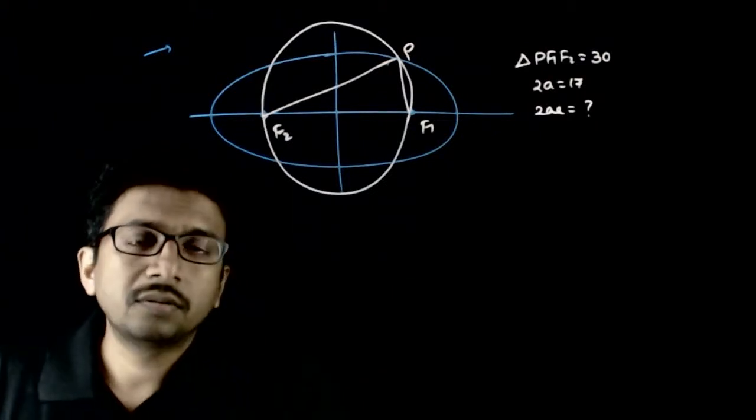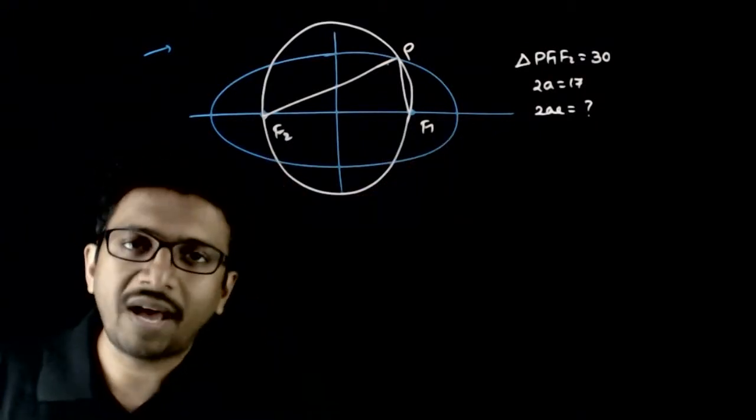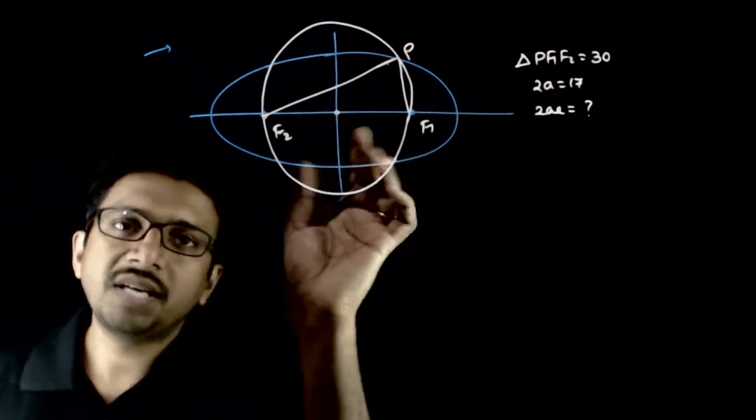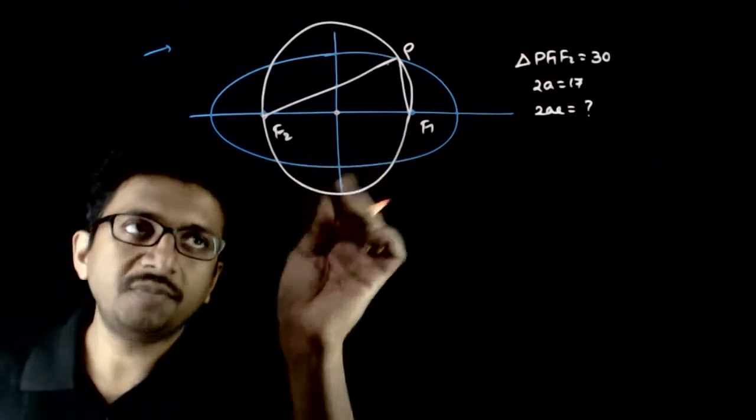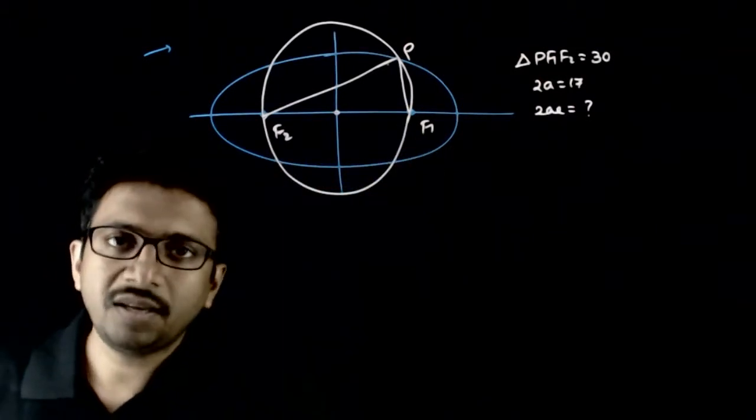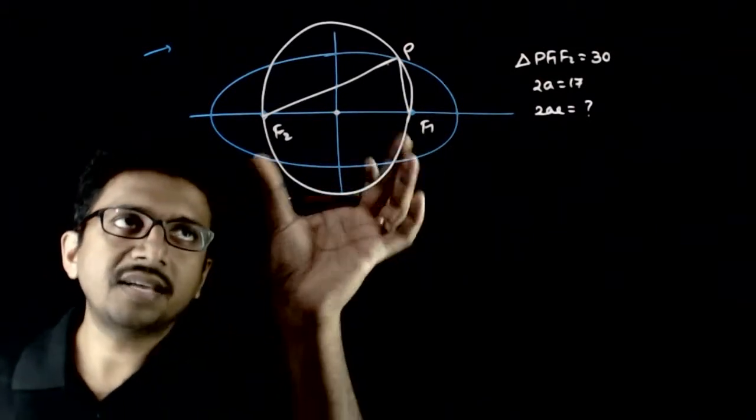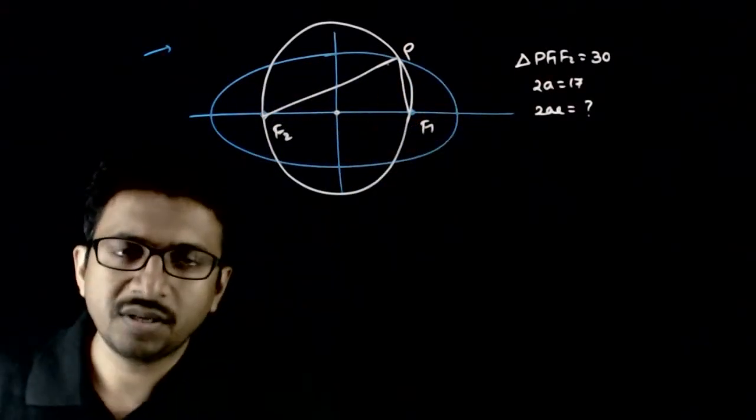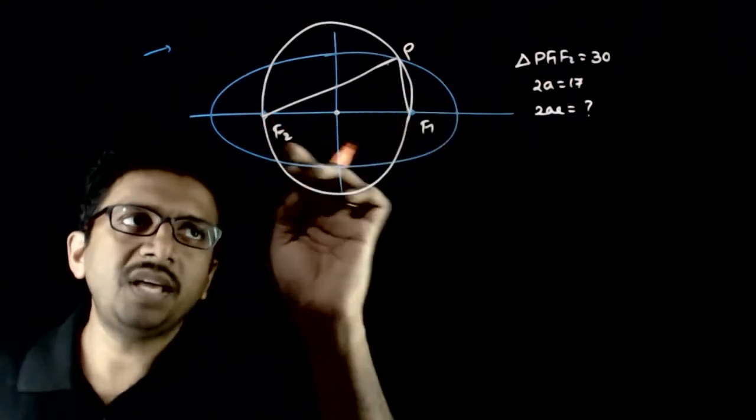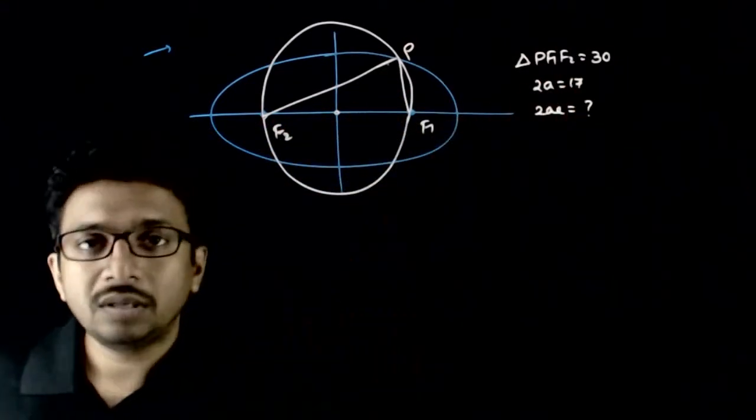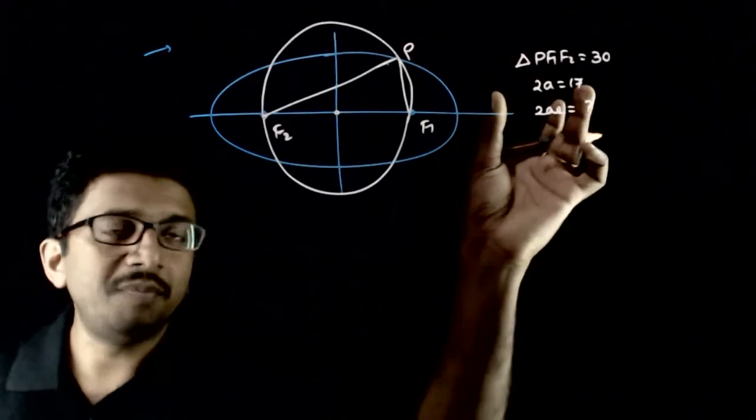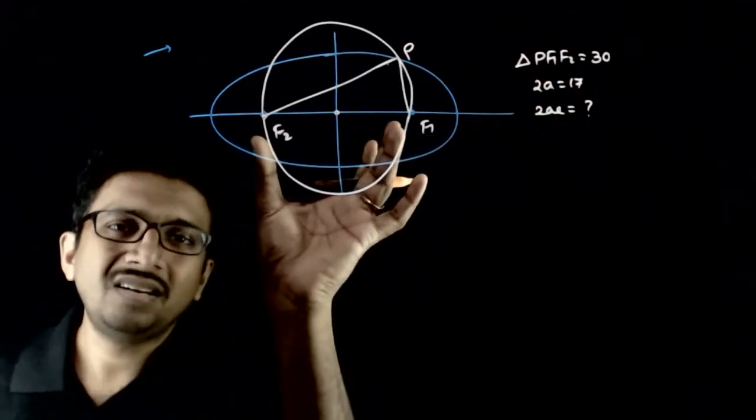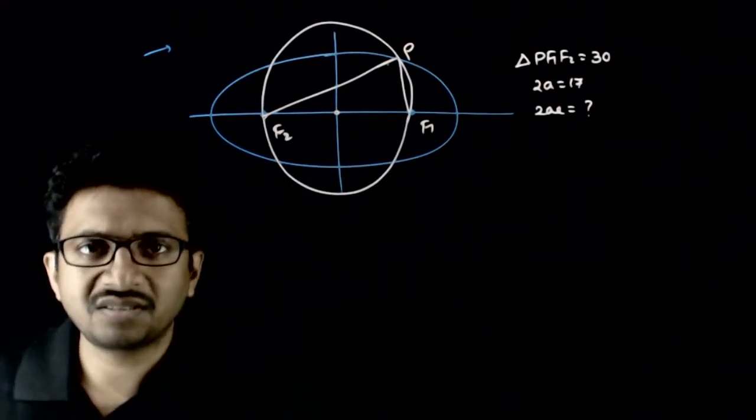So welcome students. In this question, you are given a standard ellipse and a circle with the same center as the ellipse, passing through the foci of the ellipse. This circle cuts the ellipse at 4 points, and P is one of the points such that the triangle PF1F2 has area equal to 30 units, and the major axis of the ellipse is equal to 17. If that is so, what is the distance between the foci of this ellipse?